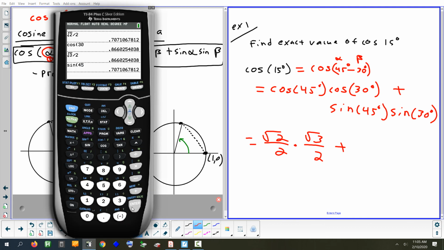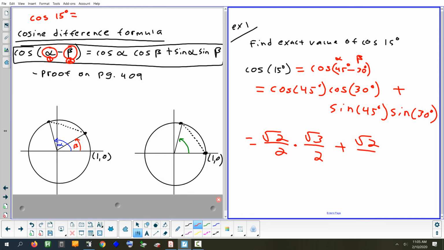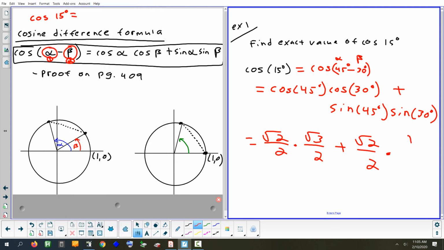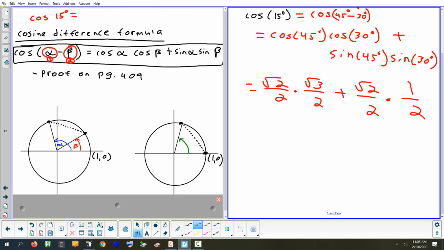Okay, that should look familiar. What's the sine of 45? It's the same as the cosine of 45, so square root of 2 over 2 times the sine of 30, that is 1/2. If you don't remember it, you can check it, but we'll just write it as 1/2. Now we simplify what we have there, and that's our final answer.